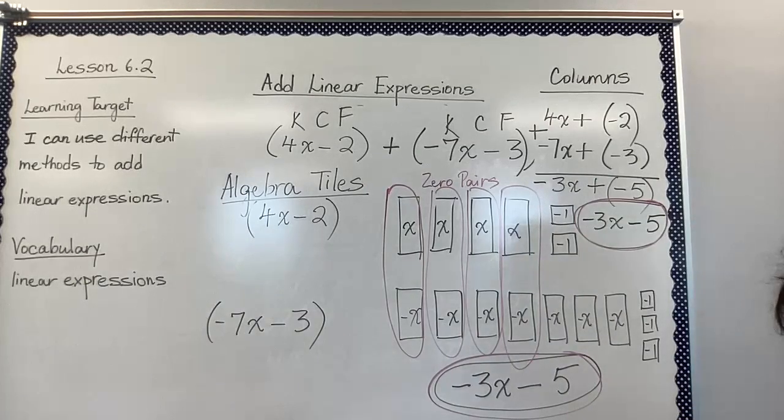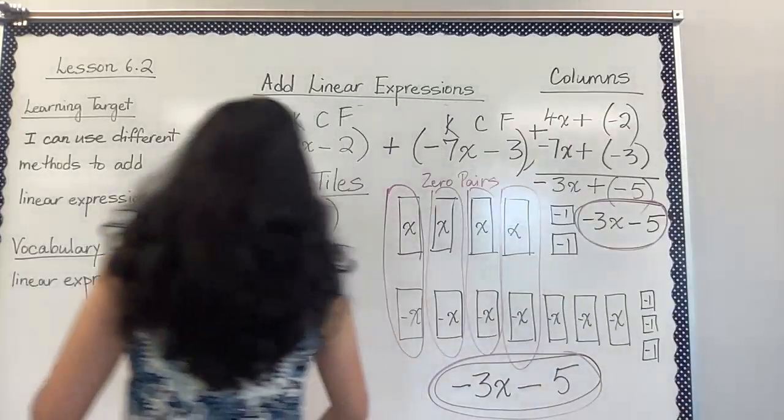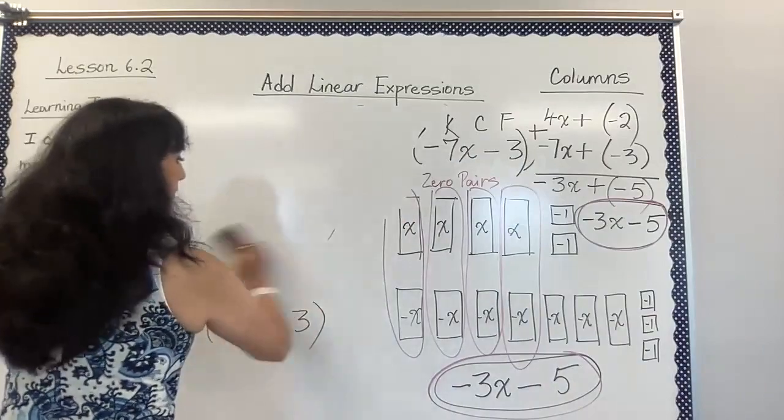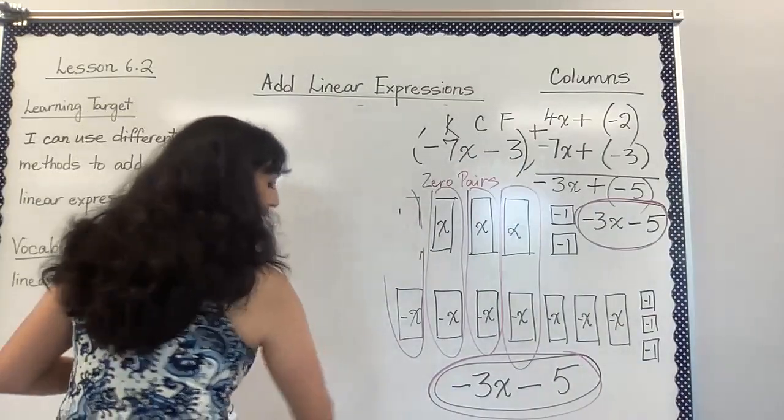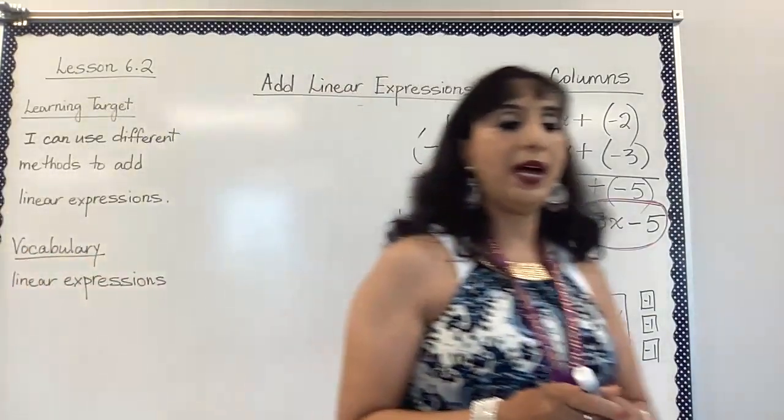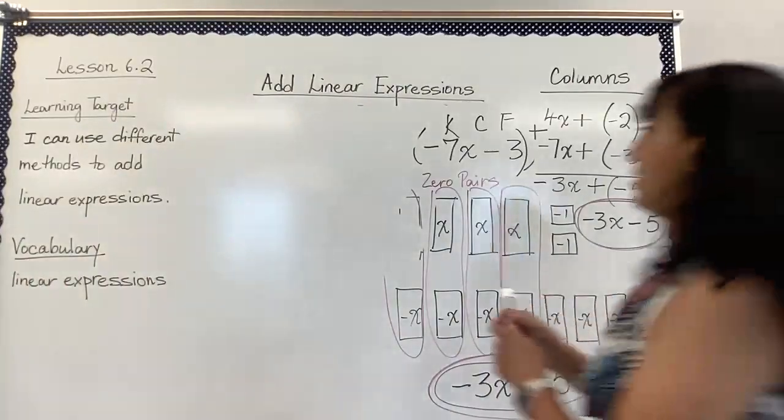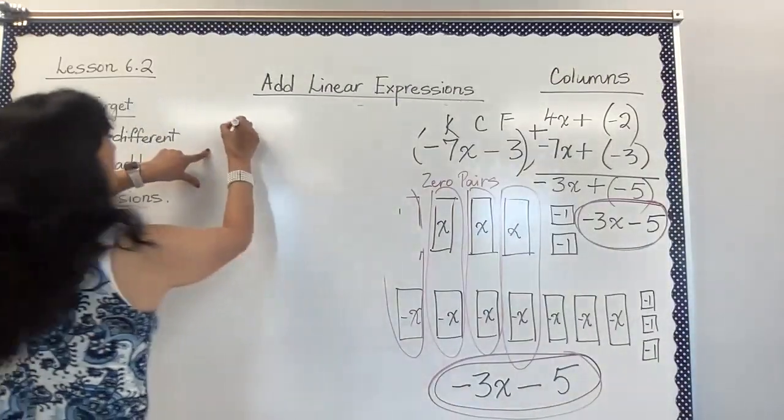All right, so let's try another one really quick. I give you my problem as 5x minus 4. I'm just going to put it in the column method.